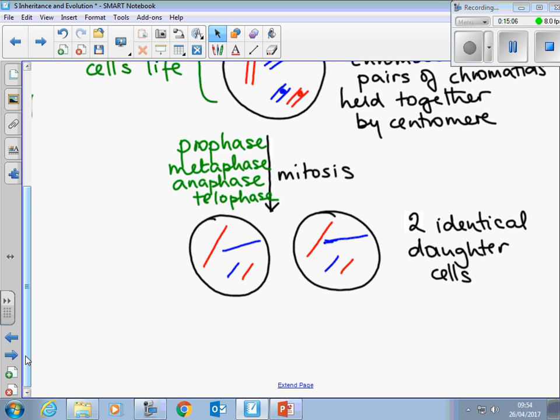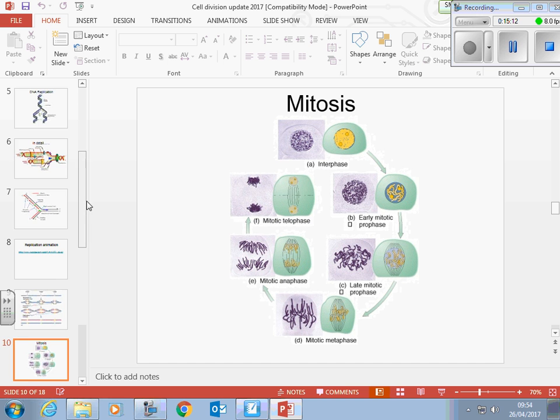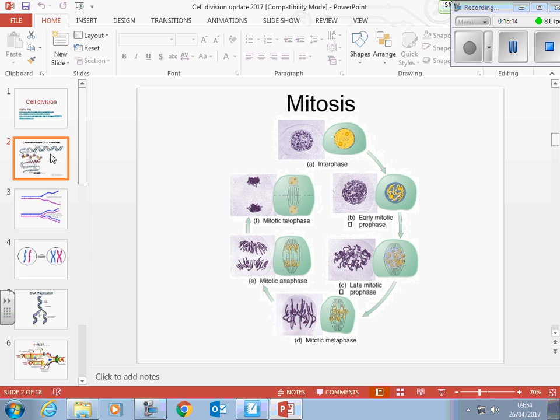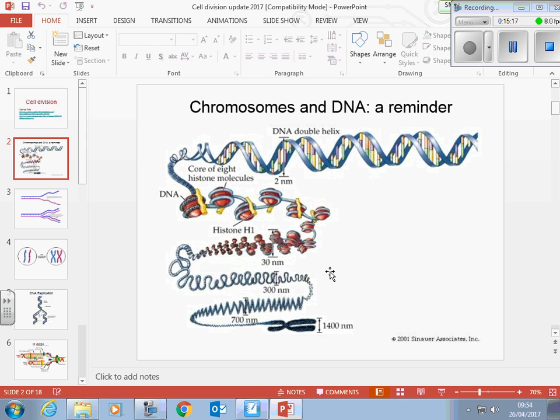Condensing means, if I just flip back to that PowerPoint, the condensing process is what I had right at the beginning here, where you've gone from the loose DNA wrapped around histones, and then the folding and packing to actually produce chromosomes at the bottom there. So that's what's happening in early prophase. It's this conversion of a lot of loose DNA into a more organised, packed up version of the chromosomes.